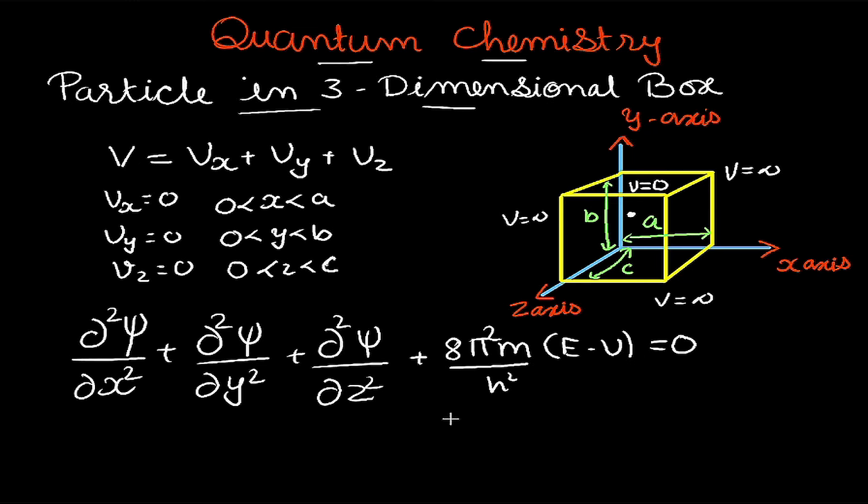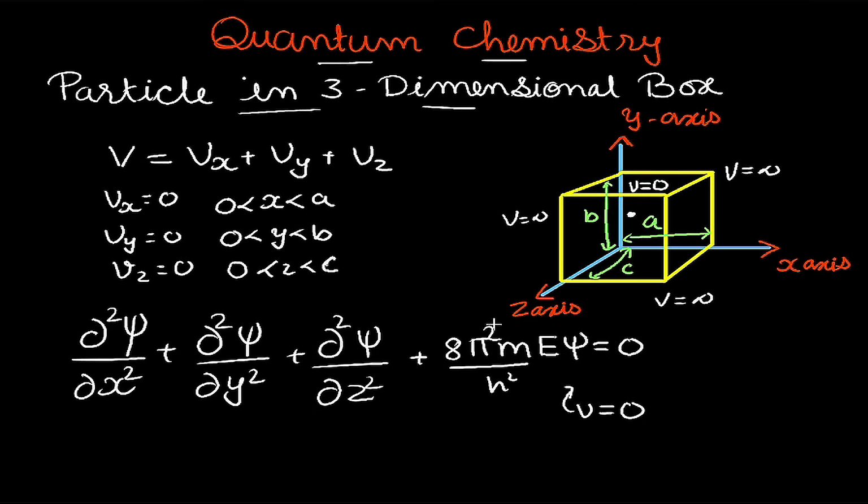So this is the Schrodinger wave equation, and for the condition when V is equal to 0, that is the particle is present inside the box, we could substitute V equal to 0, and hence our expression will become equal to 0, with psi also over here.